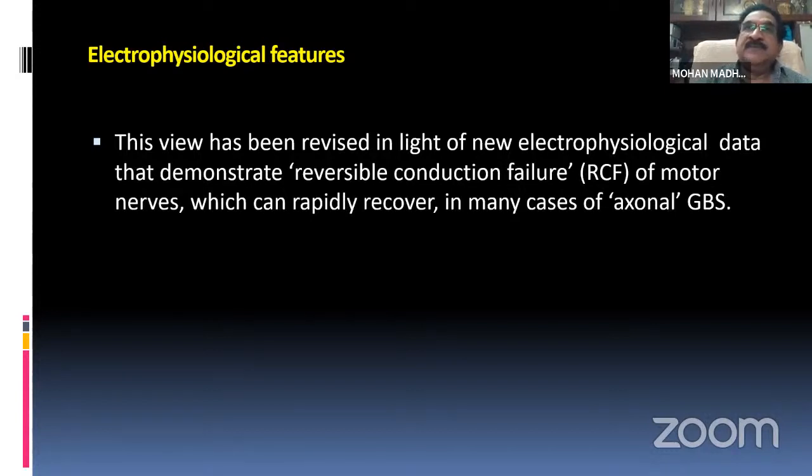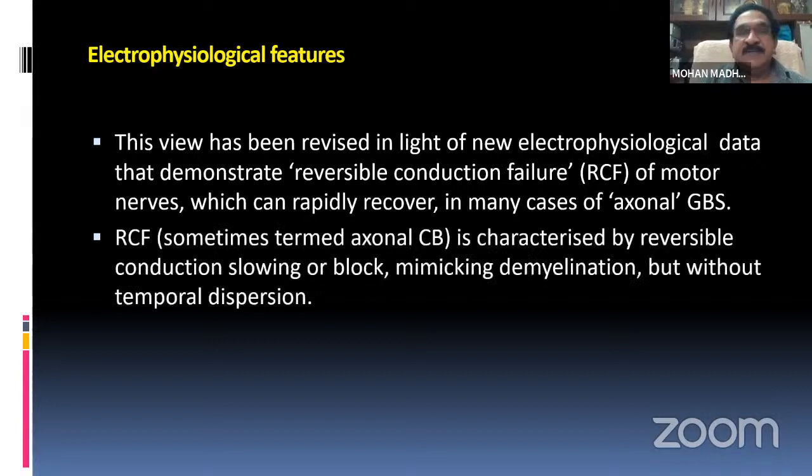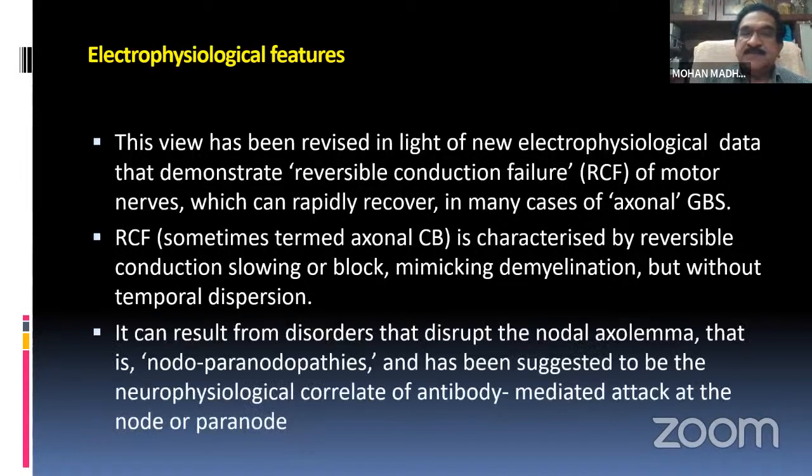So we now know that even axonal GBS can produce conduction block, just like a demyelinating disease. This reversible conduction block, sometimes called the axonal conduction block, is characterized by reversible conduction slowing or block, mimicking demyelination, but without temporal dispersion. So it can result from disorders that disrupt the nodal axolemma, that is nodopathies or paranodopathies, and it has been suggested to be the neurophysiological correlate of antibody-mediated attack on the node and paranode.